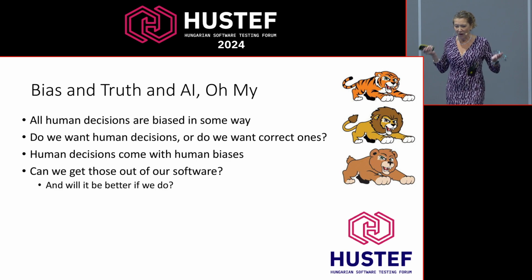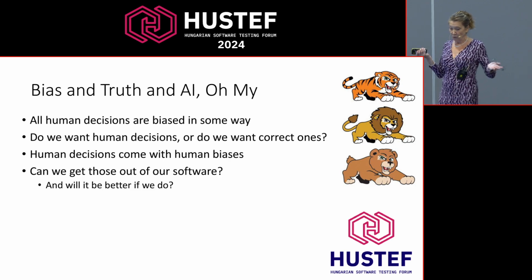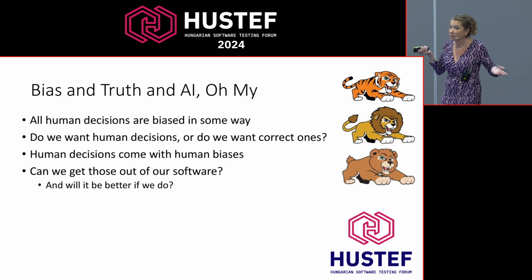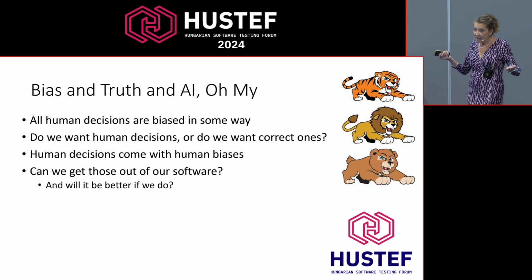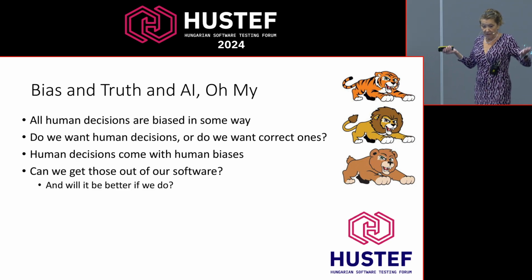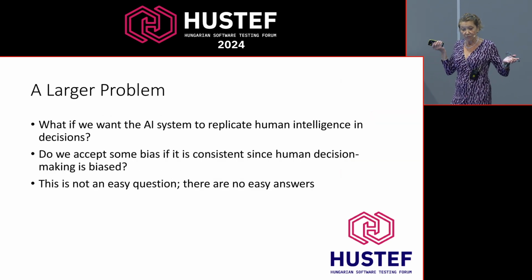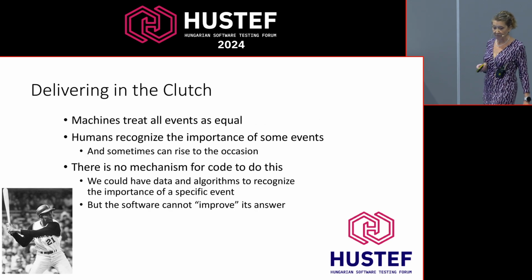So, all humans make decisions, and they're all biased in some way. Do we want human decisions in our app, or do we want correct ones? Something to think about. If AI is replicating our intelligence, human decisions do come with biases. Do we want to get that out of software? Something to think about. And what if the AI replicates human intelligence? Do we accept some of the inconsistency in human decision making? It's not an easy question, and there isn't an easy answer.